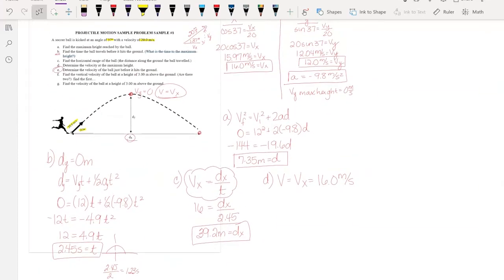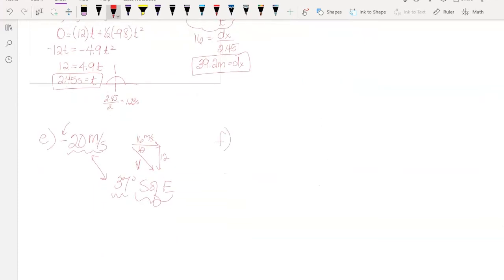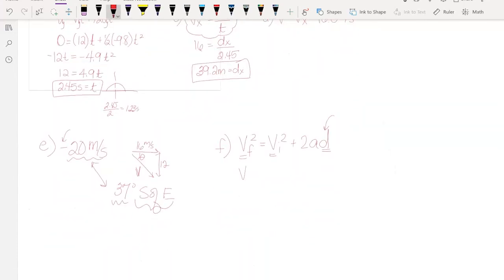Okay, find the vertical velocity of the ball at a height of 3 meters above the ground. So you're looking for a velocity at 3 meters above the ground. So probably looking at this equation, because it's got a height, it's got initial velocity, and it's got a final velocity. So we can put that 3 in here. We're looking for this velocity final squared. This is 12 squared. Remember, this is the y direction. Plus 2 times negative 9.8. Rather, the d is 3. So the velocity final squared is 85.2. And the velocity final, and this is in the y, is 9.23 meters per second. So at 3 meters above the ground, that is the velocity in the y.